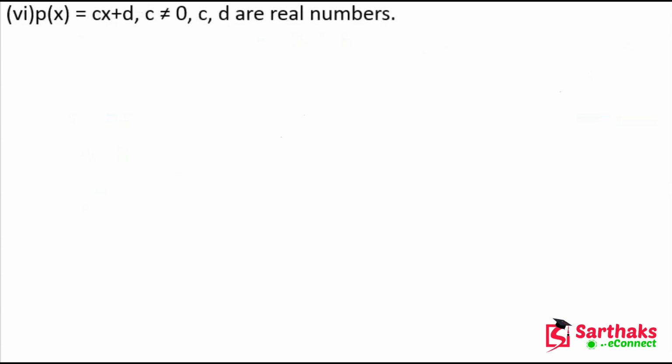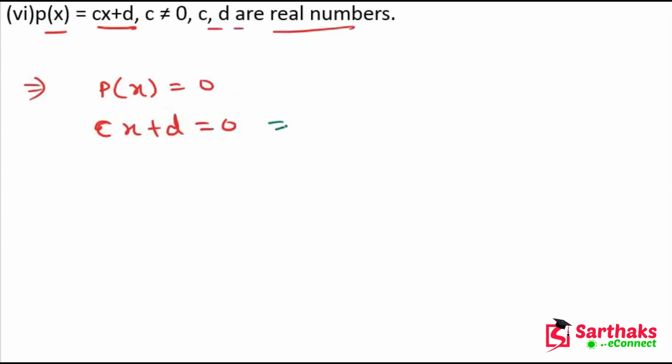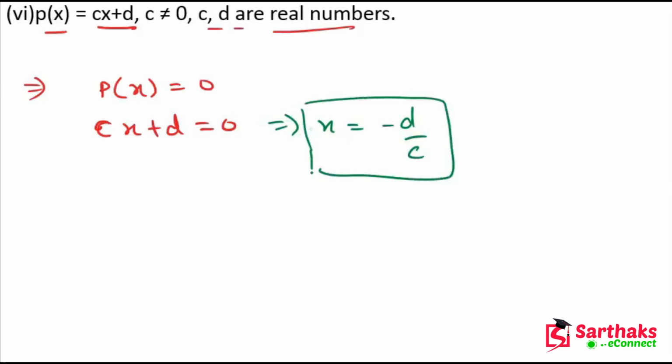Yes, so the next part is p of x is equal to cx plus d, where c is not equal to 0, and c and d are real numbers. Now p of x is equal to 0, so we get cx plus d is equal to 0. With the help of this we can find x, which is equal to minus d by c. So this is the zero of the polynomial.